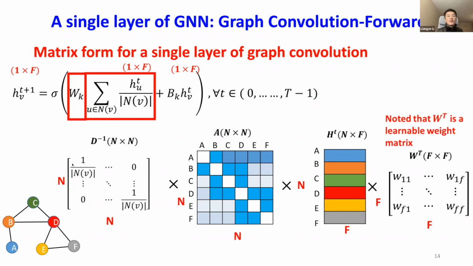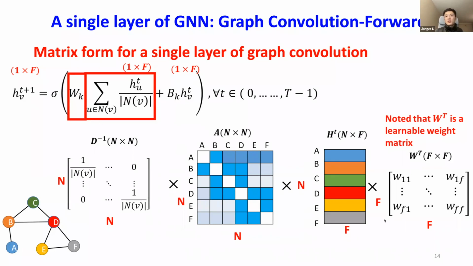So if you look at it, we have the n times n diagonal matrix, and then we multiply it with the n times n neighbor matrix, which is also going to give us n times n, and we multiply it with n times f, which gives us n times f, right? So finally, in order to have an n times f result, we multiply that with f times f, right?